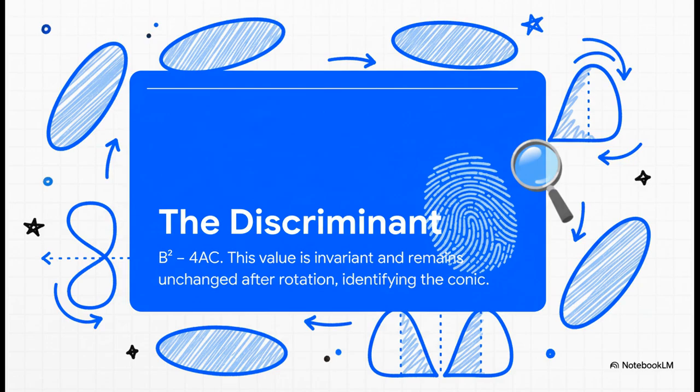It's called the discriminant. All you do is grab the numbers a, b, and c from that general equation, and you plug them into this simple formula, b squared minus 4ac. And here is the truly beautiful part. That number is invariant. That's a fancy word that means it never changes, no matter how you spin or rotate the shape. It's like the shape's DNA, its unique fingerprint.